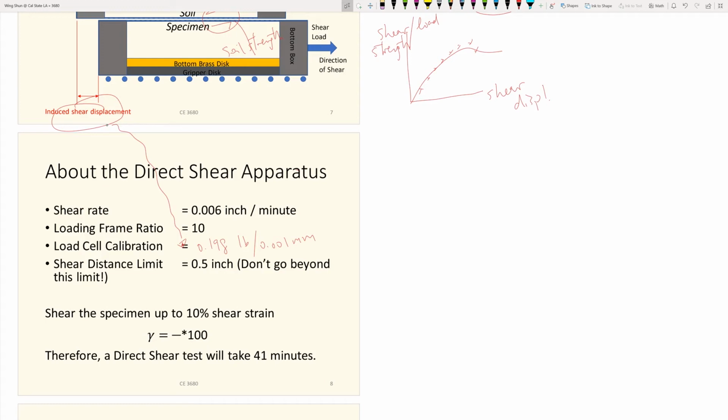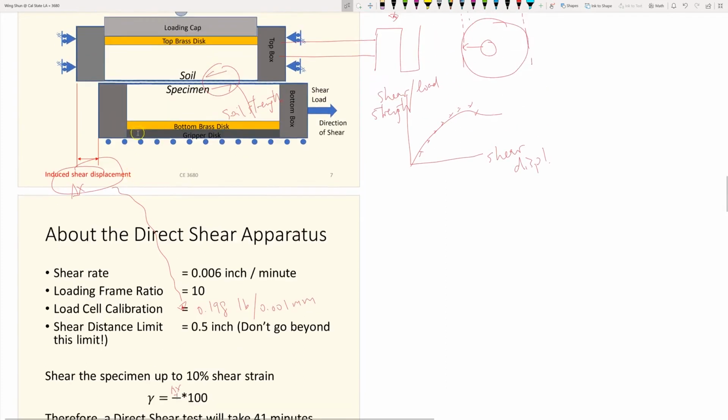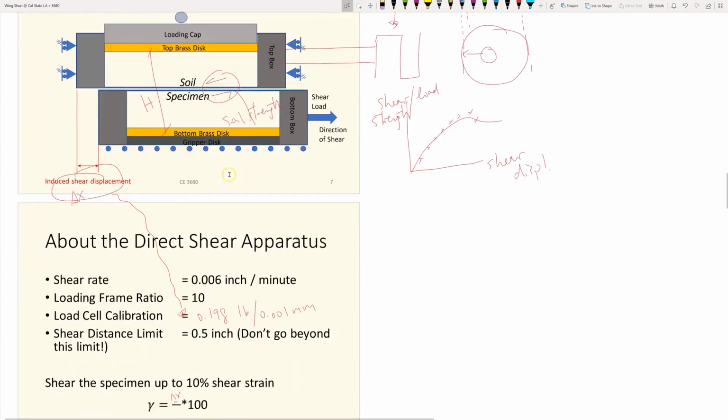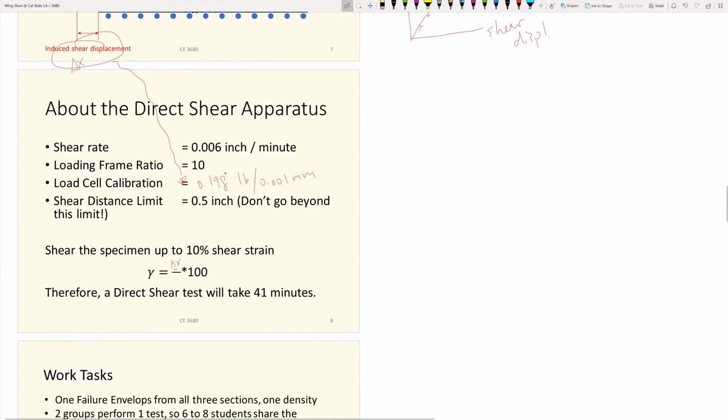And also we stop the test at about 10% shear strain, and shear strain is defined by, let's say this shear displacement to be delta x divided by the height of the sample. So this is the height of the sample, and we have that divided by h, and that's the shear strain. So how much do you want to stop? This is the limit of the device. You should stop at this number for the safety of the device. But before reaching this number, when you reach 10% shear strain, you should stop the test too.